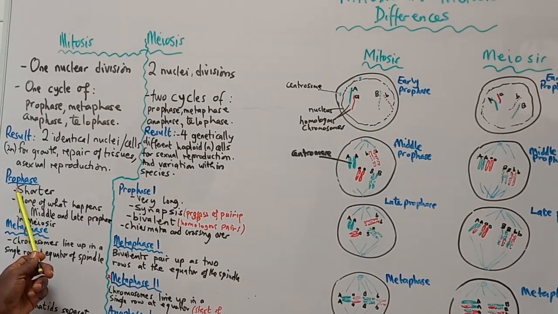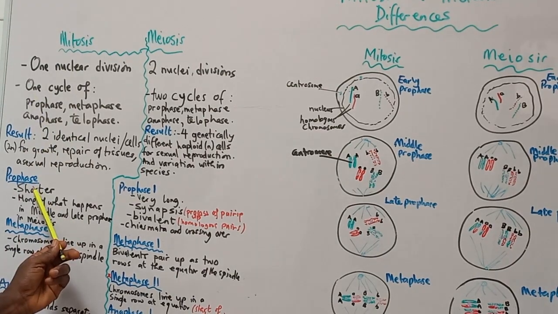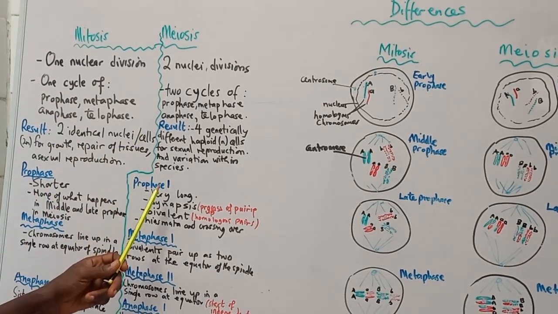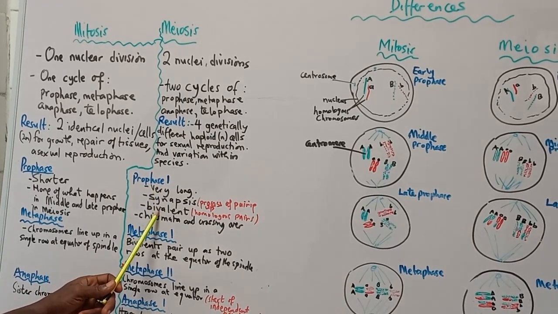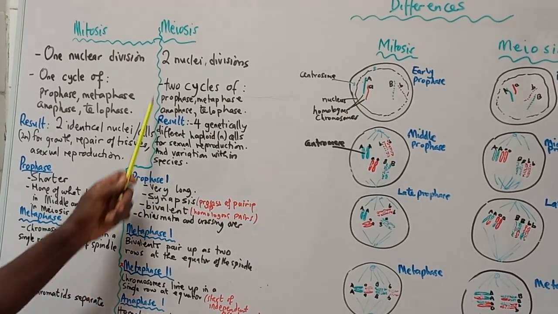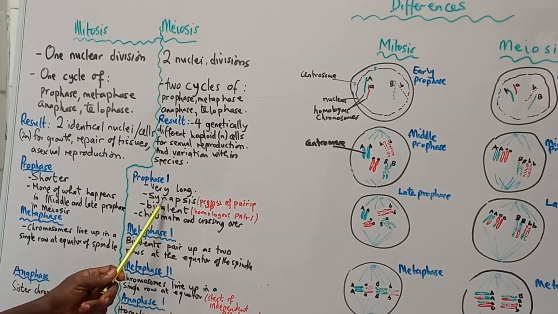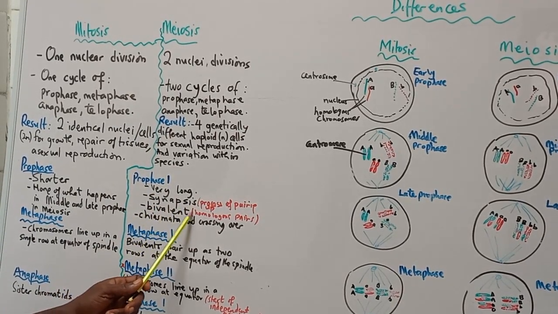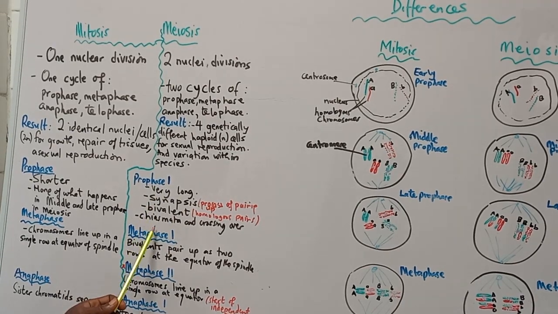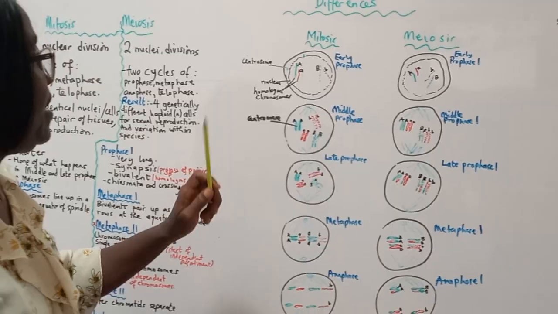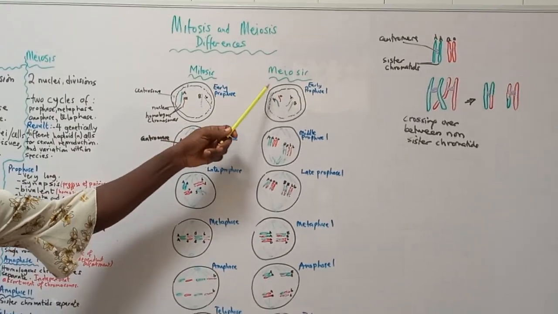Now, prophase in mitosis is very short in comparison with a long prophase 1 in meiosis. Now, in prophase 1 in meiosis, there is synapsis, bivalent formation, chiasmata, and crossing over. We will explain. Now, here we have mitosis, meiosis.